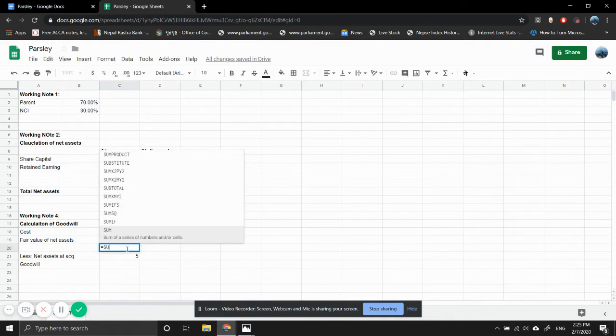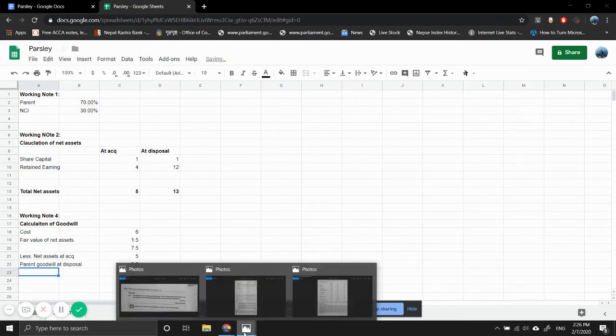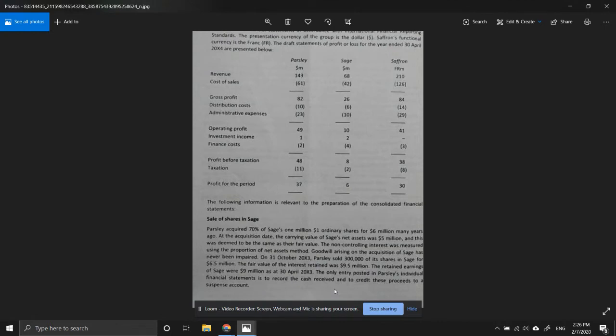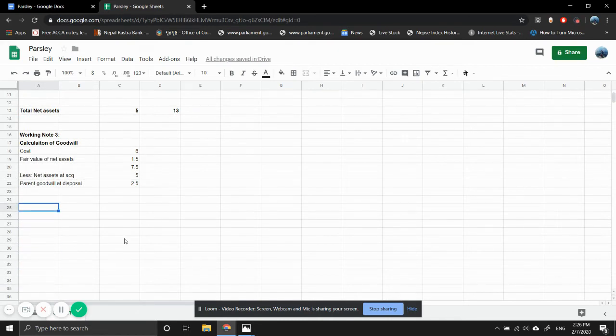Let's add this up. The sum of these two will be 7.5, which is equal to this minus this. So this will be our goodwill, the parent's goodwill only. Goodwill at disposal as well: has there been any impairment? Let's look out for that, otherwise this will just be goodwill at acquisition. It has never been impaired. Okay, good. So what else do we need?